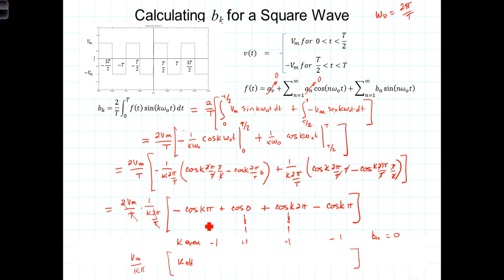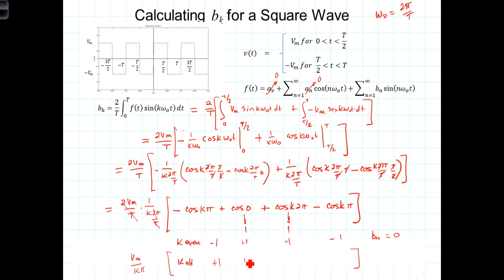Now, when k is odd, k would be 1. Cosine of pi is negative 1. Negative times a negative is a positive. When k is 3, the cosine of 3 pi is negative 1, times negative is a positive. K is 5, cosine of 5 pi is negative. When k is odd, this cosine term is always going to be negative. Multiplied by a negative makes this a positive 1.